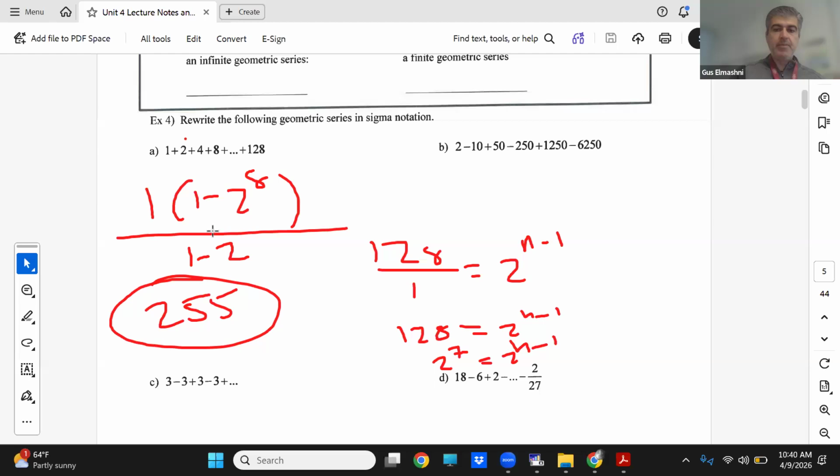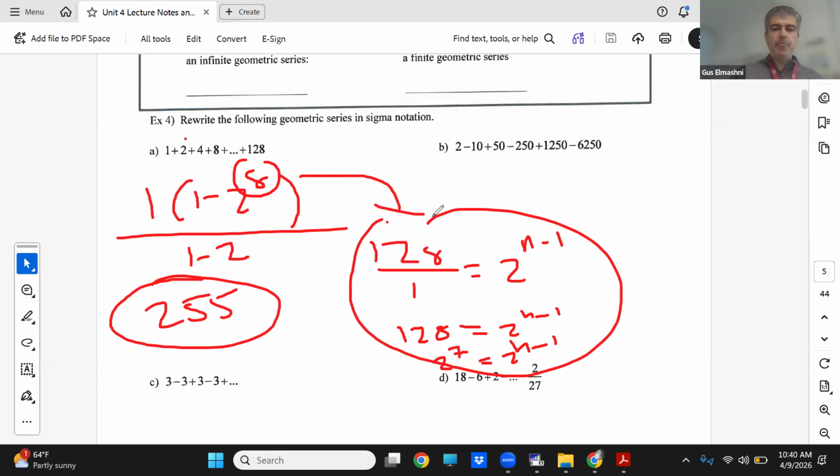This is just if you didn't know how to find the 8 part, that's what I did. Sorry, I went over that really fast. My apologies. I divide the last term by the first term, which is of course 128, and set it equal to the ratio raised to the n minus 1 power. The reason why I did that is it tells me how many terms I have instead of counting with my fingers, which you could do if you want.